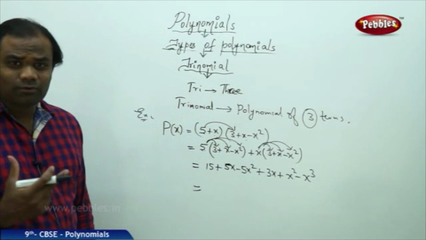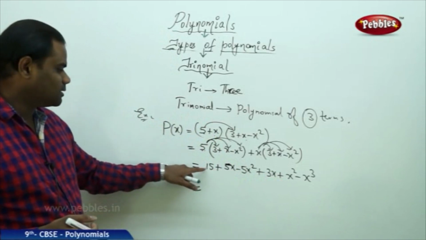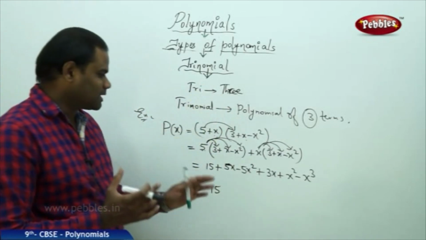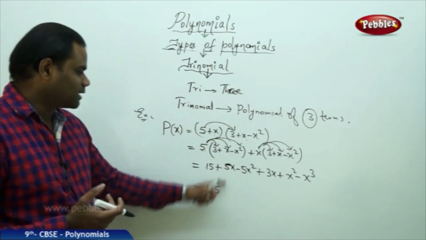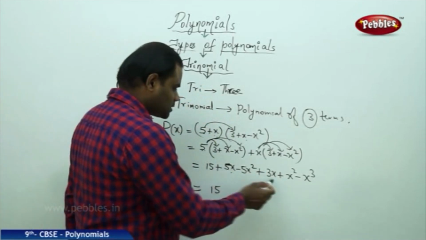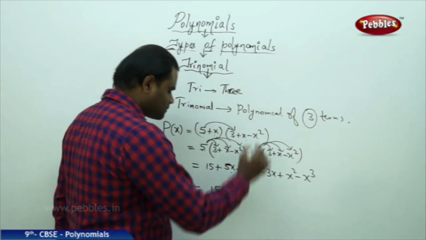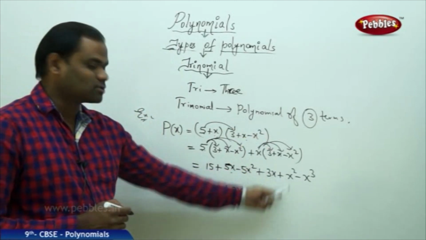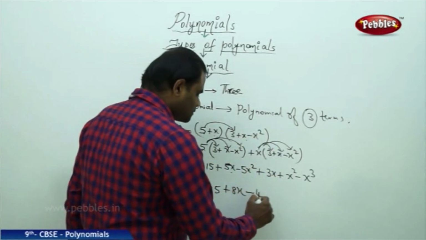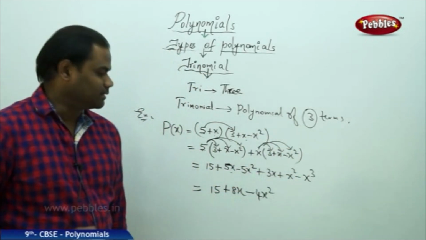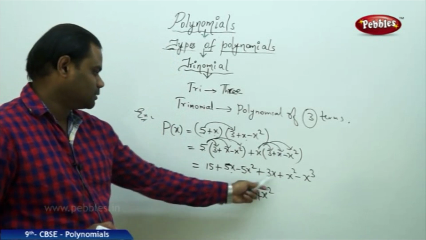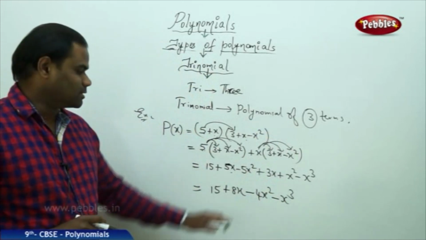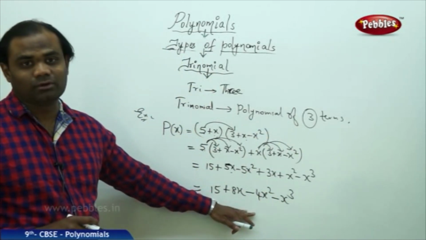As we see, this can be further simplified by taking the constant here and then pairing all the terms of x together. Then I get 5x plus 3x, which is 8x, and then minus 5x squared plus x squared, which is minus 4x squared, and then minus x cubed. That's it, and I cannot further simplify this. This is the end of the polynomial.